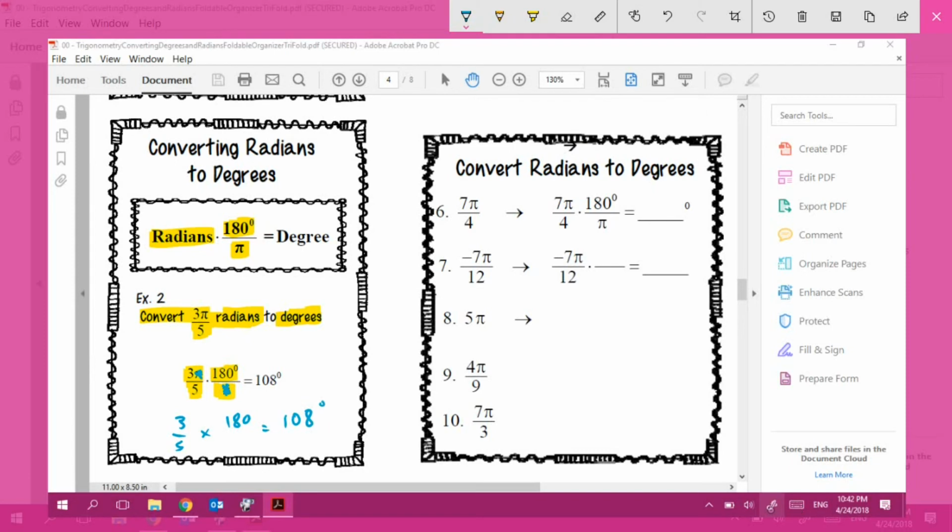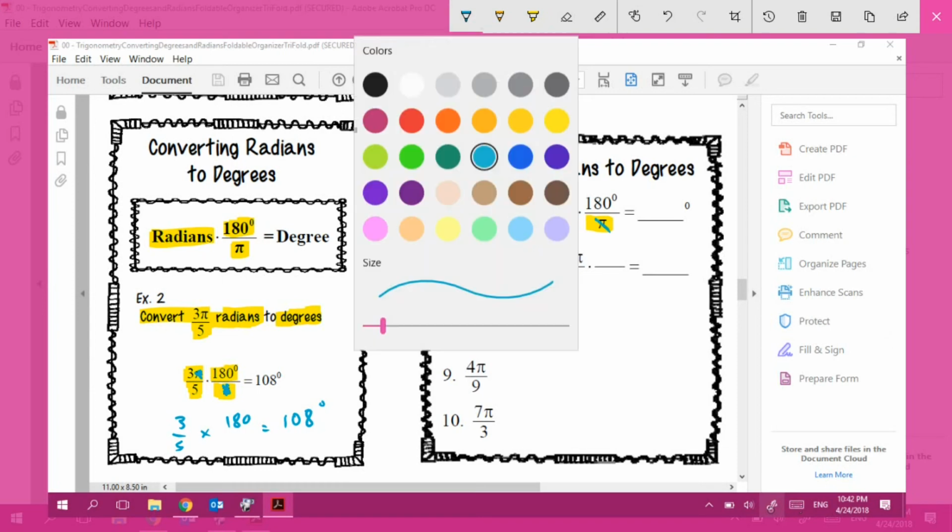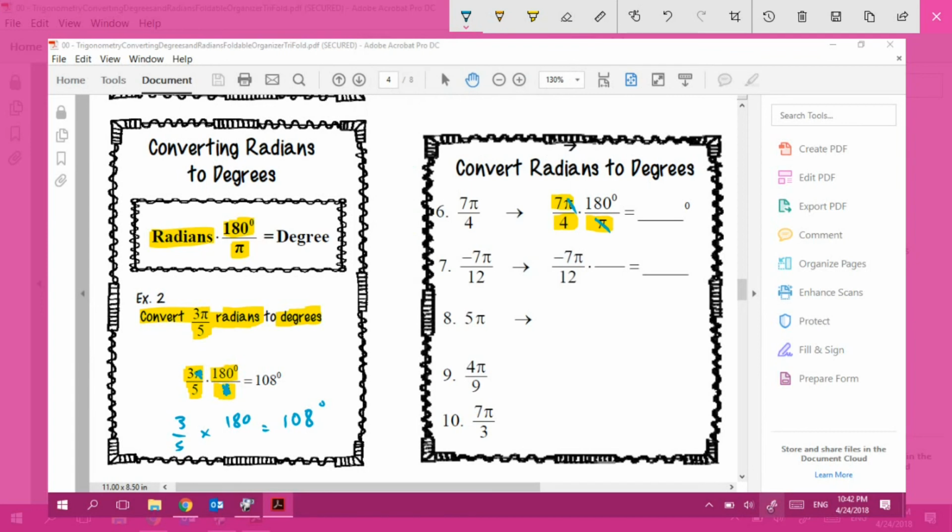So in some examples, number 6 tells me 7 pi over 4. I want to change that into degrees. I'm going to divide by pi first, so that pi is just gone, no more pi. Then I'm going to multiply 7 over 4 times 180, and that's going to give me 315 degrees. Notice how there's no pi in your answers.